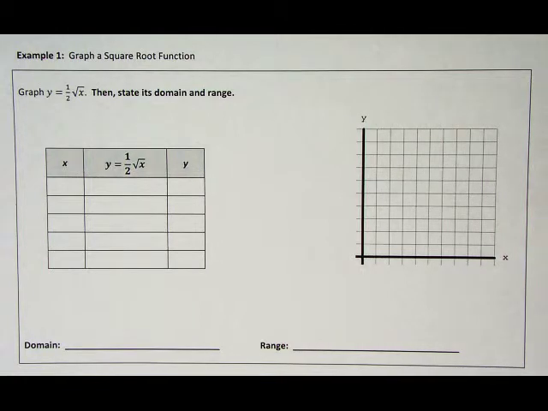Okay, so let's look at example 1. We're being asked to graph a square root function. The function that we're given to graph is y equals 1/2 times the square root of x. And we want to then state its domain and range.